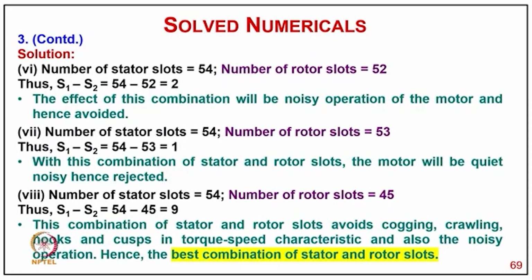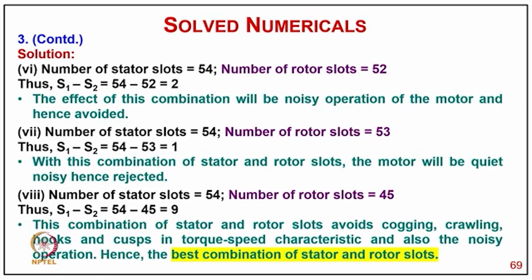Now coming to the sixth combination, number of stator slots 54, number of rotor slots 52. S1 minus S2 is 54 minus 52. Thus the effect of this will be a noisy motor, hence avoided. For the 7th option, number of stator slots 54, number of rotor slots 53. So S1 minus S2 is equal to 1. With this combination the motor will be quite noisy and hence rejected.